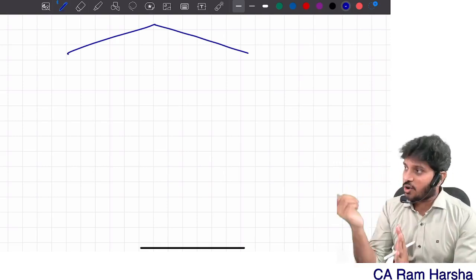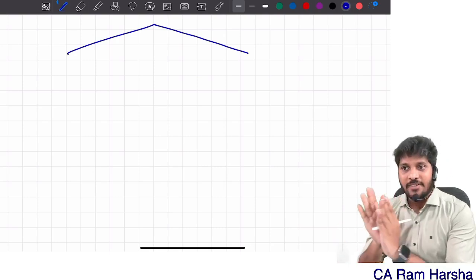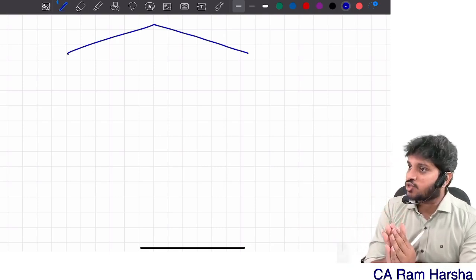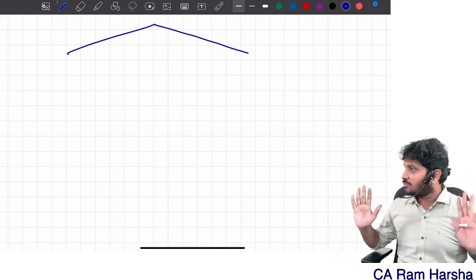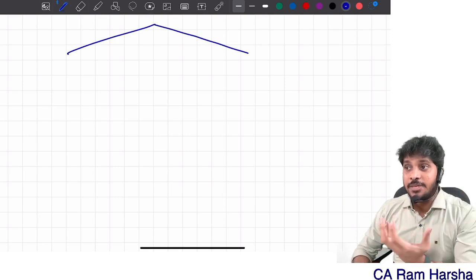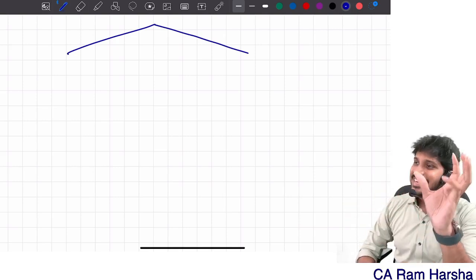Even in accounting also the same logic. Even in our accounting under PPE, Ind AS also, or accounting standard also, the same logic. Income tax also same logic. But in income tax, we calculate depreciation block wise. There we calculate asset wise.